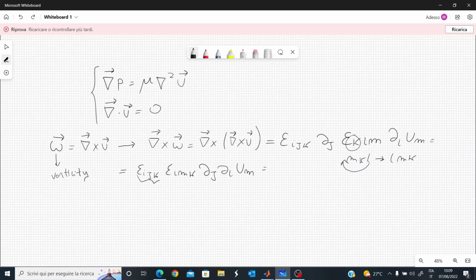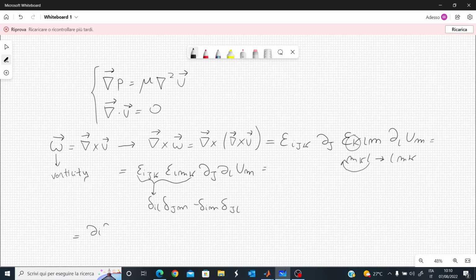But in this case, I can rewrite the product between these two Levi-Civita symbols as a product of Kronecker deltas, and there's a sum of these products. So I have delta IL, delta JM, minus delta IM times delta JL. This is a simple formula that you can easily derive. And then when you multiply by these deltas, you can derive the formula like this.